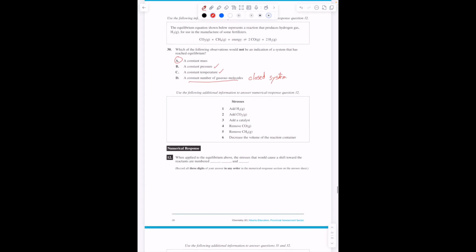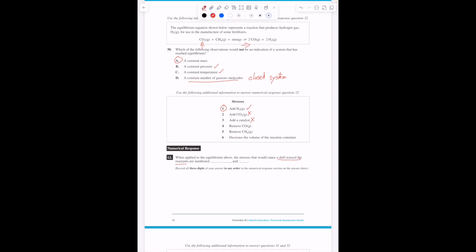Okay, what's next here? When applied to the equilibrium above, the stresses that would shift towards reactants. Okay, well, let's go through them. If I added H2, that goes up. We shift away, so that would shift towards reactants. So 1. I'll delete those so we can see new every time. If we added CO2, we would shift to the products. If we add a substance, we shift away from what was added. So that's out. If you add a catalyst, catalysts do not affect.